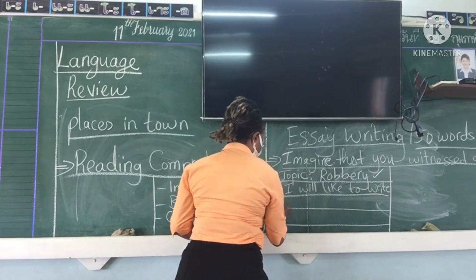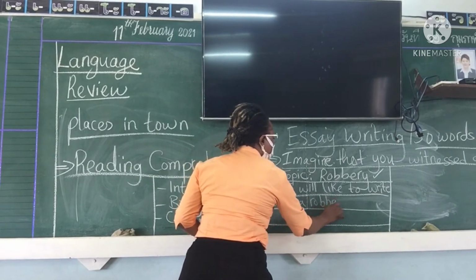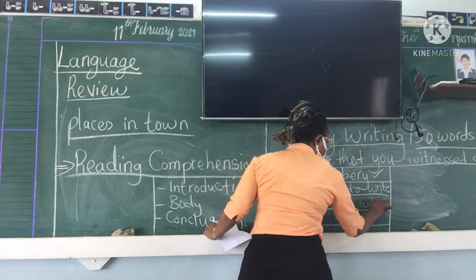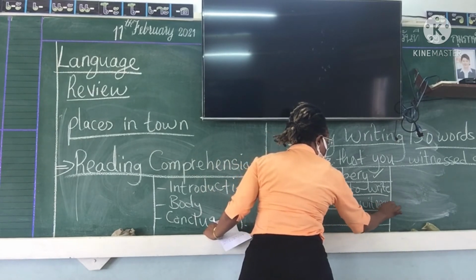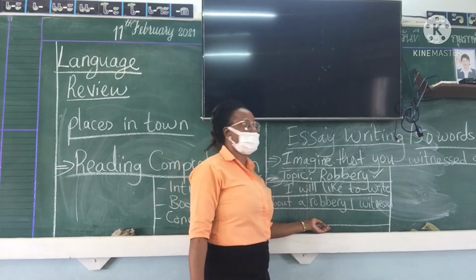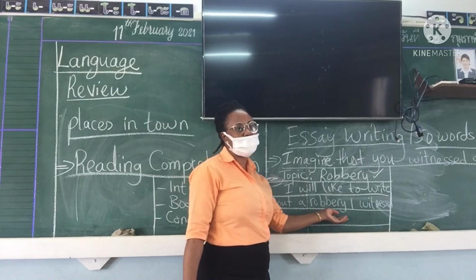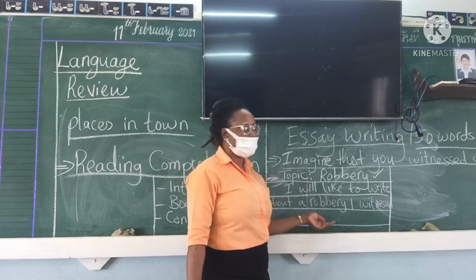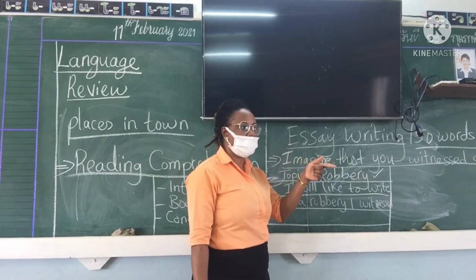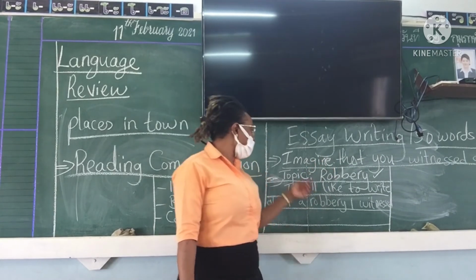For example, I would like to write a story about a robbery that I witnessed. So that is your introduction. Witness is to see. I have never seen it already. That's why I say imagine.